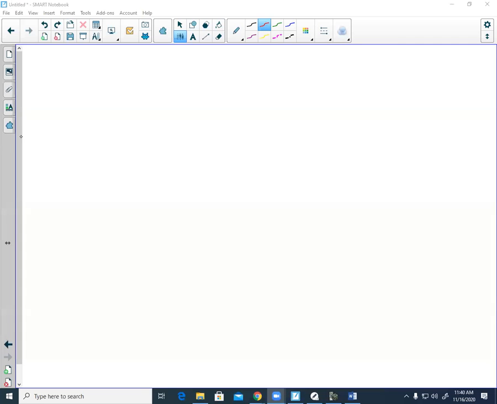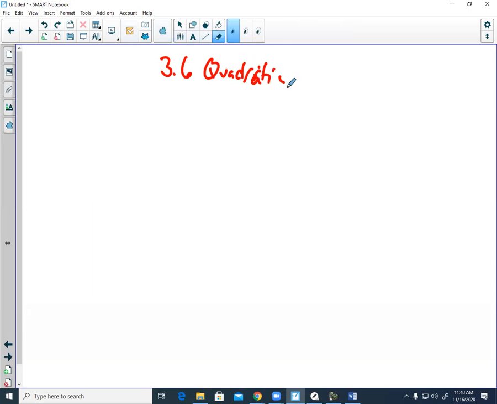So section 3.6 is the last section of chapter 3. It is all about solving quadratic inequalities. So this is all about quadratic... I'm going to erase that and rewrite it. It is all about quadratic inequalities.